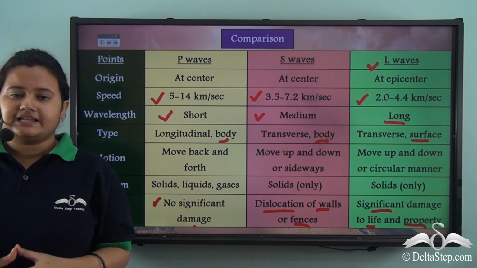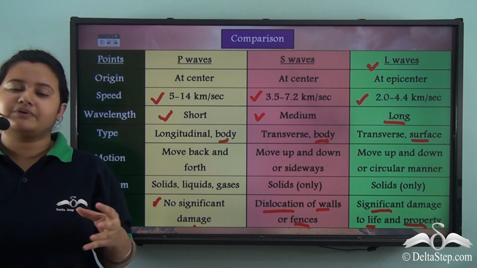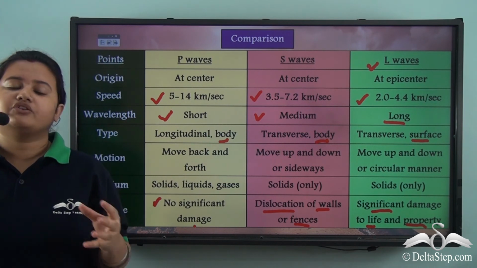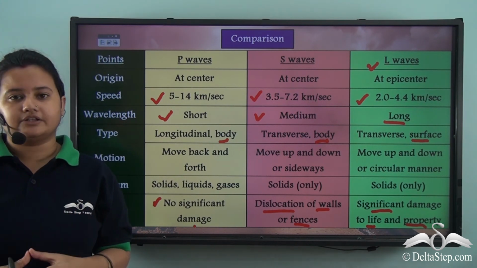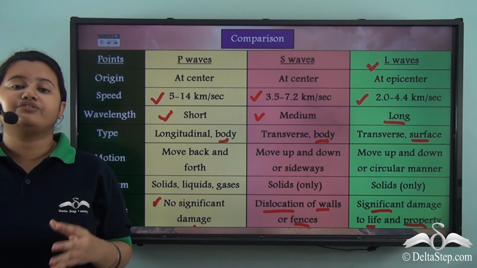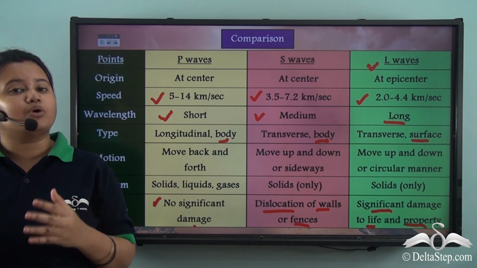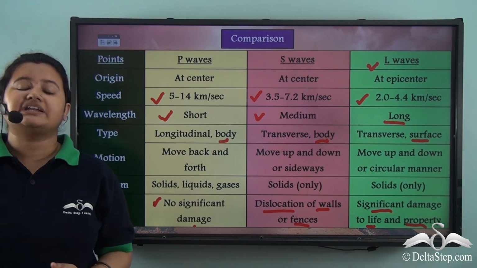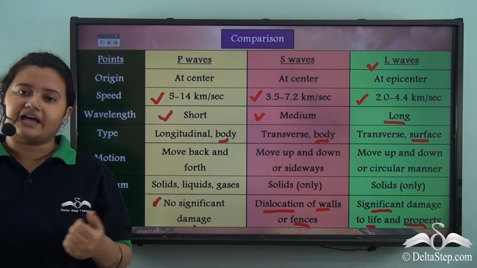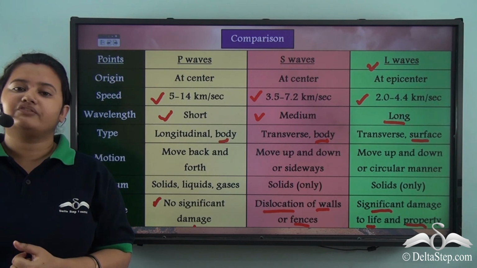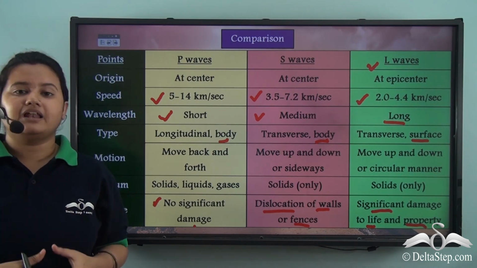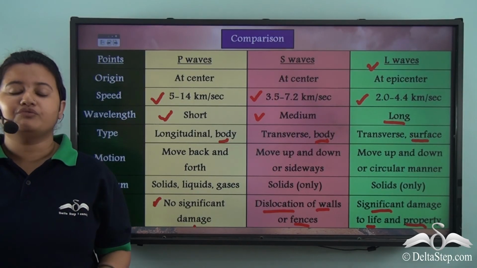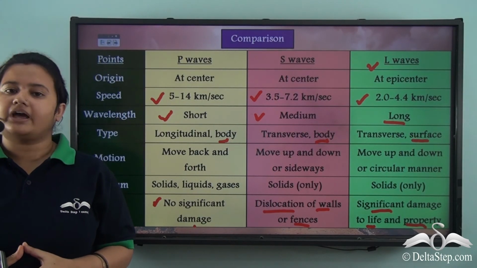So in today's lesson, we studied about seismic waves. We studied that seismic waves are waves of energy produced during an earthquake. Then we studied about different types of seismic waves, body waves and surface waves. Body waves are further classified into two types, P waves and S waves. On the other hand, surface waves are of two types, Love waves and Rayleigh waves. In our next video, we will study how to measure an earthquake.